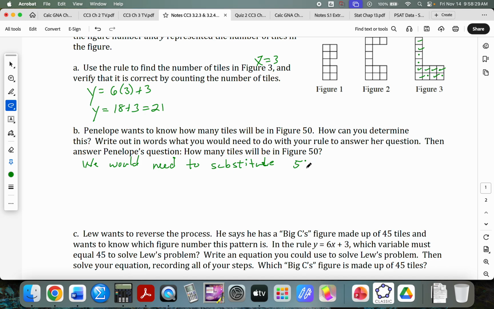50 in the place of what? What are we going to put 50 in the place of? Are we going to put it for y or for x? X. Right. Of x, then solve for y.